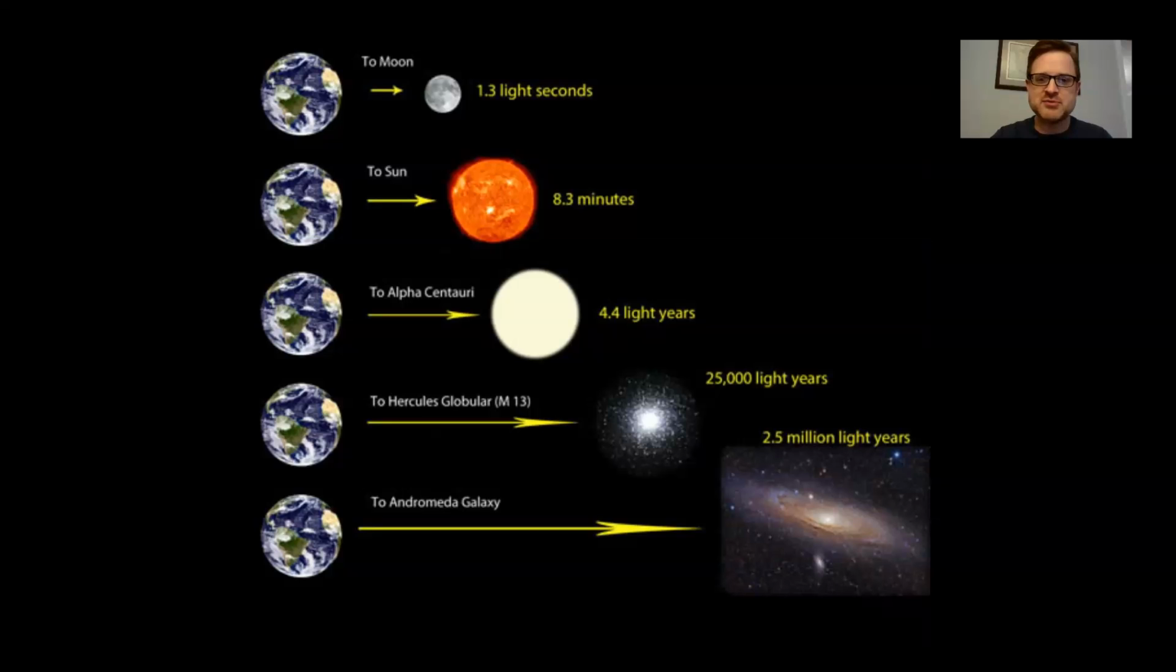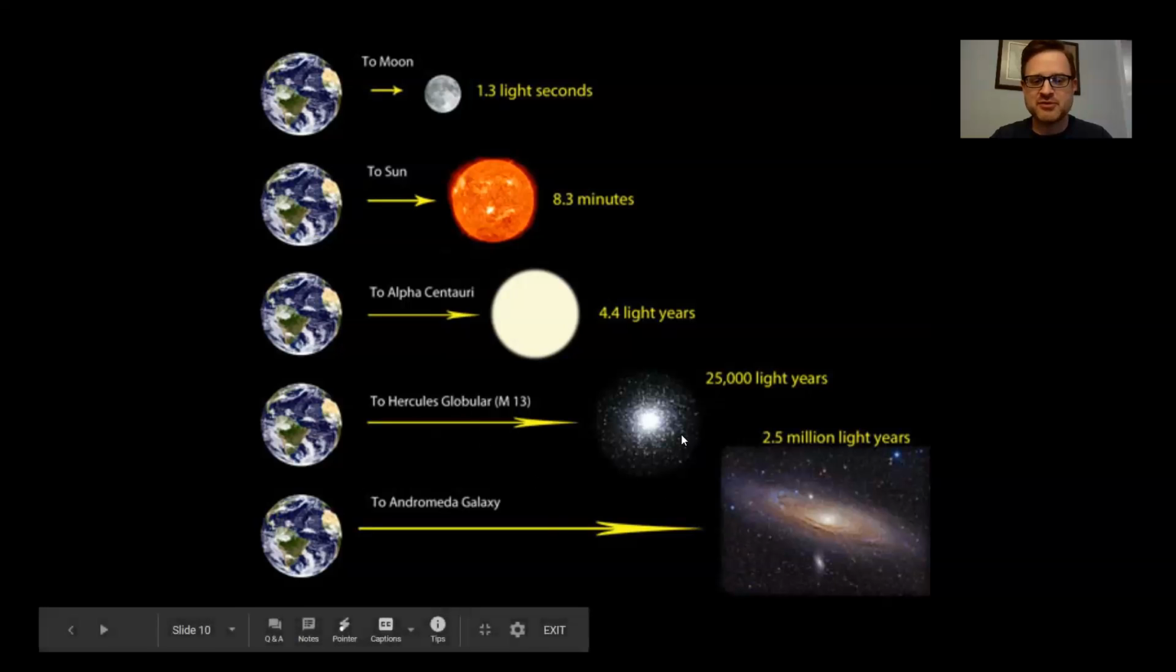So you can look at this. The moon's 1.3 light seconds from the Earth. The sun's 8.3 light minutes. The nearest star, Alpha Centauri, to our sun is 4.4 light years. You can look at this globular cluster, and you can look at the Andromeda galaxy, 2.5 million light years away.